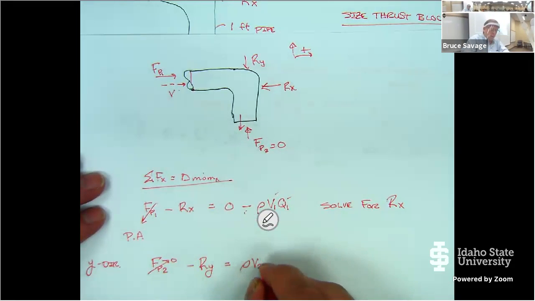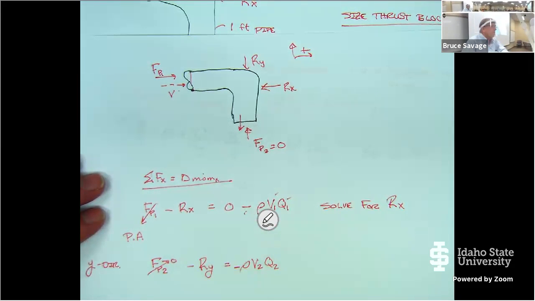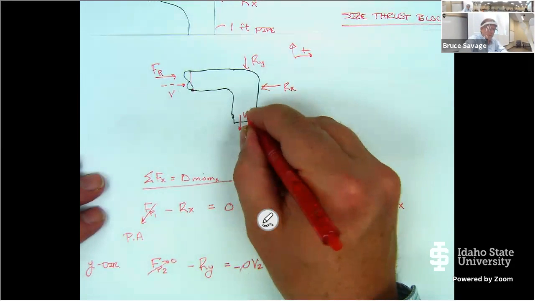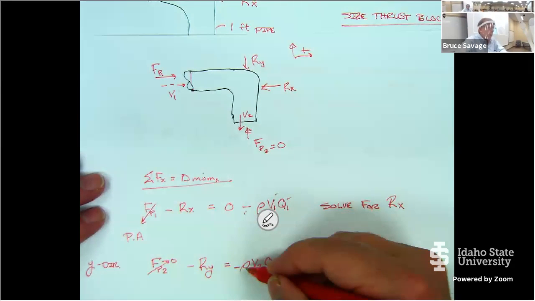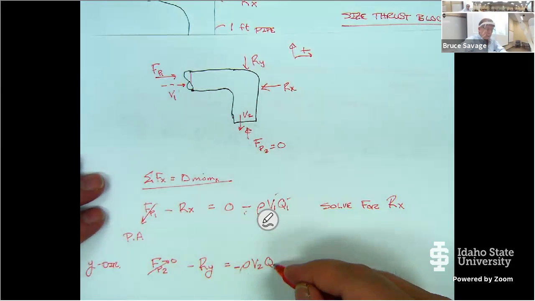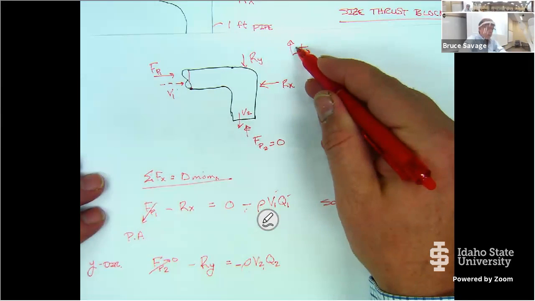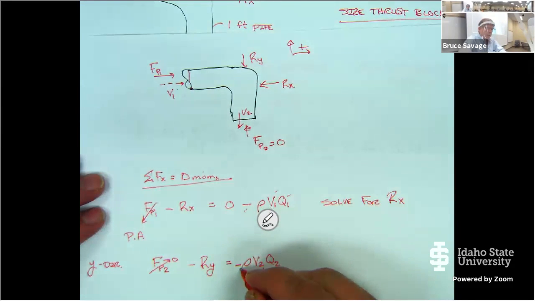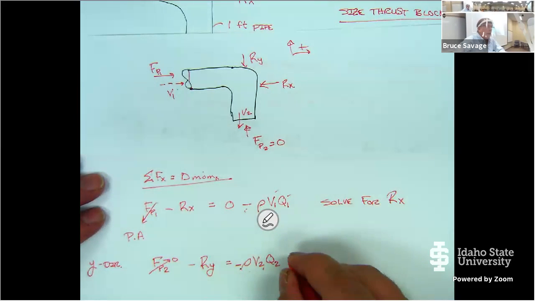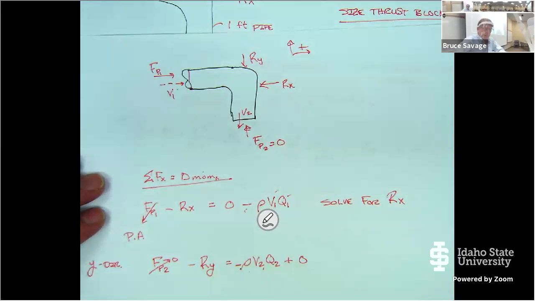What's going out is rho V sub 2, Q sub 2. It's going out, so it's positive, but it's going in the negative direction, so this becomes negative. Let me go over that part again. This is the flow rate coming out right here. V sub 2 is going out, so the flow is positive. But the velocity vector is going in the negative direction, so I have to put the negative there, okay? And then I look at what's coming in. Well, nothing's coming in the y direction, so 0. So now I can solve for Ry.